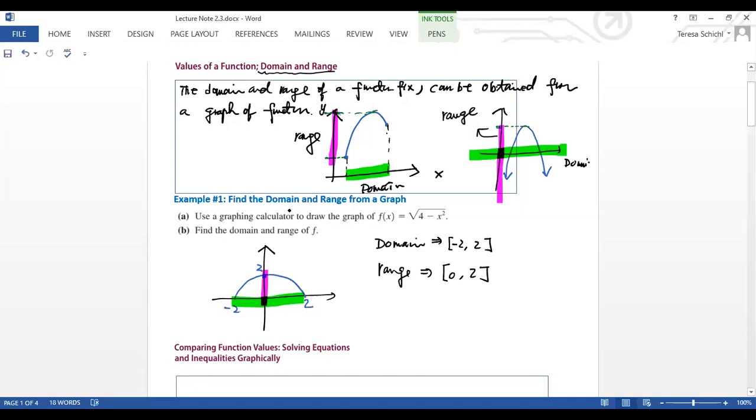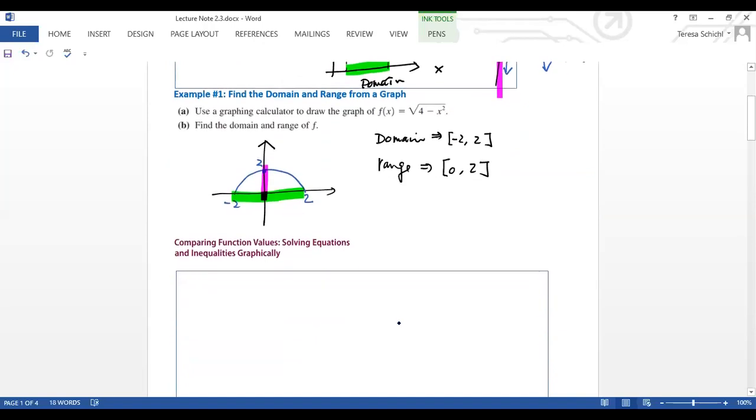So you can get this graph from Desmos, let's say by the graphing calculator. Of course, if you have a TI-84, you can do that also. But I find that Desmos is way easier than the TI-84 to operate.